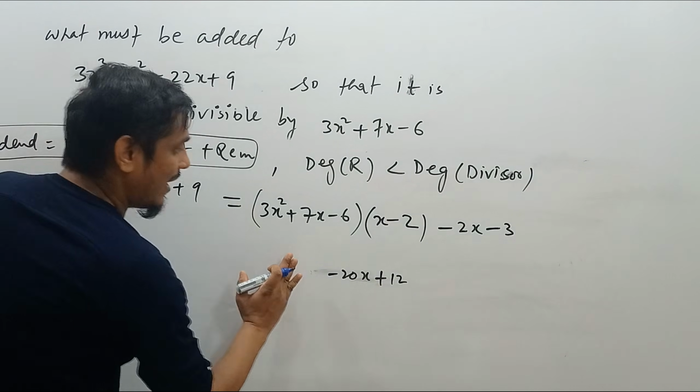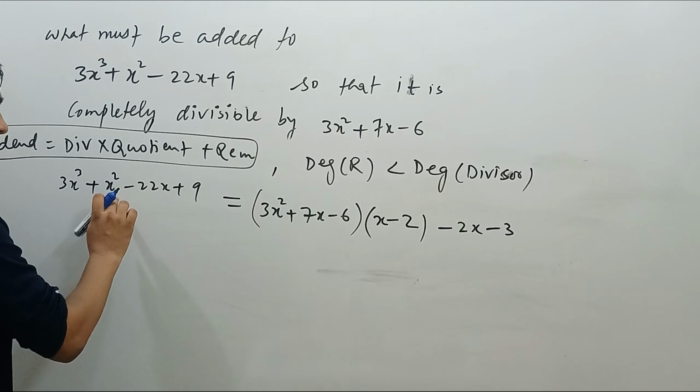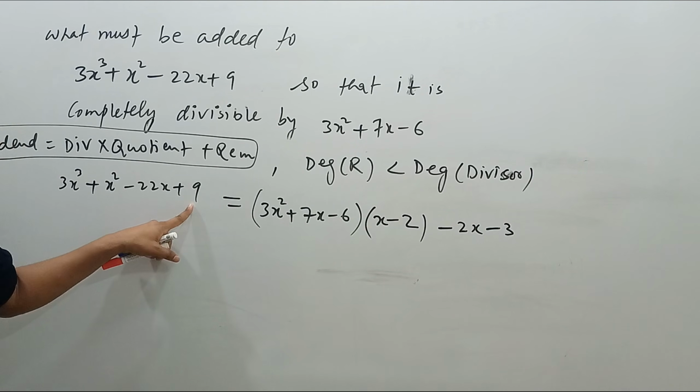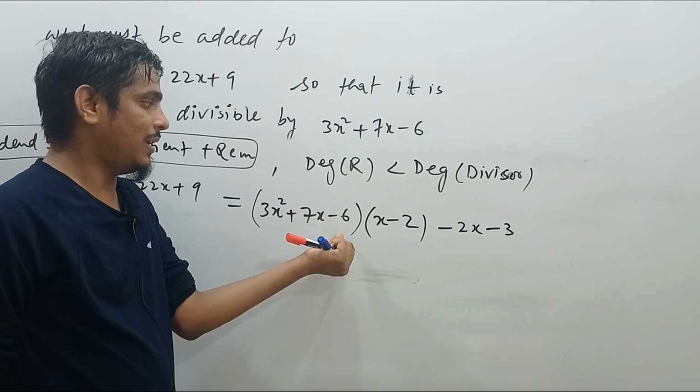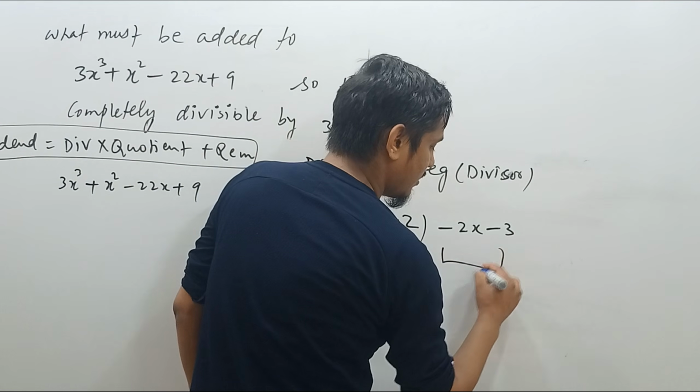So here we can find that upon dividing this cubic polynomial 3x³ + x² − 22x + 9 by 3x² + 7x − 6, we get this as the quotient, and the remainder is this one. This is the remainder.